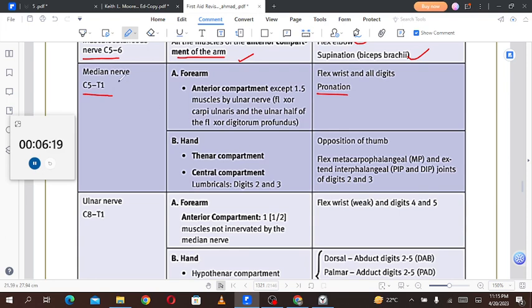In the hand, the median nerve is supplying the thenar compartment and the central compartment, lumbricals of digits 2 and 3. It causes opposition of the thumb and flexes the metacarpophalangeal joint and extends the proximal interphalangeal and distal interphalangeal joints of digits 2 and 3.